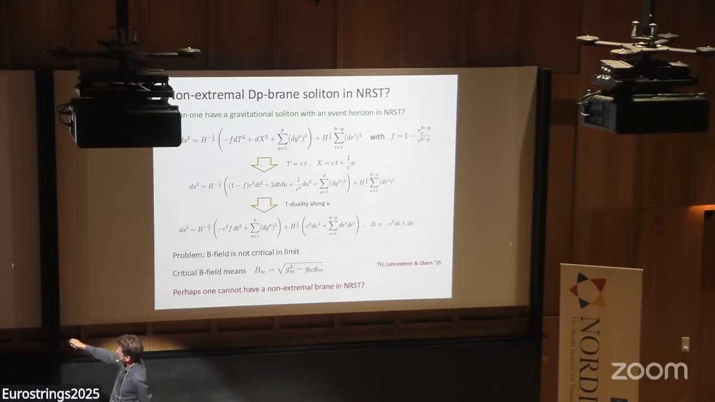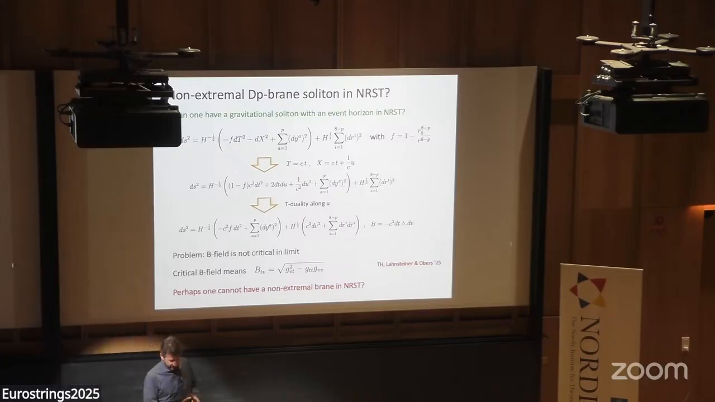get this background here. But now you cannot really, at least not if you have f different from 1, take the c going to infinity limit, because this B field is not critical anymore. So on the face of it, it looks like you cannot really have a black Dp brane in non-relativistic string theory. And we found this very interesting, because how should one interpret that?